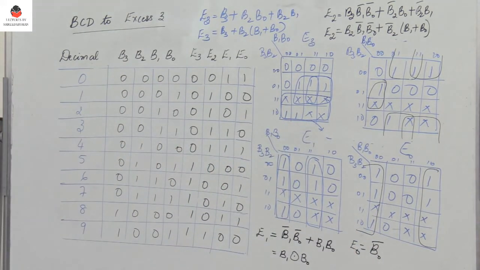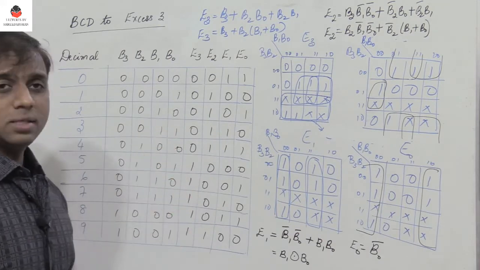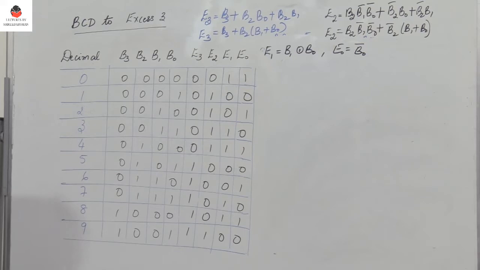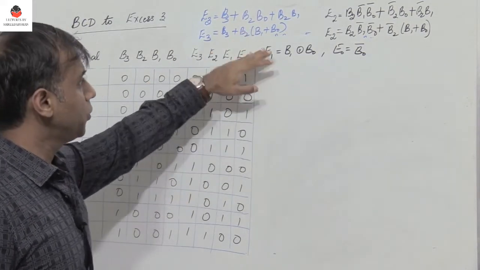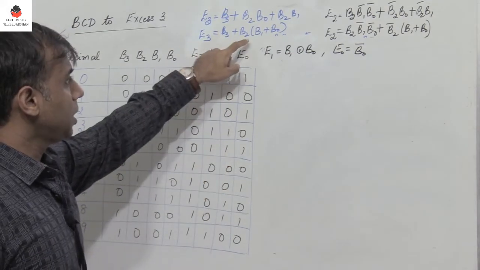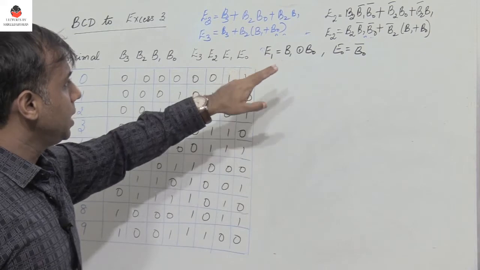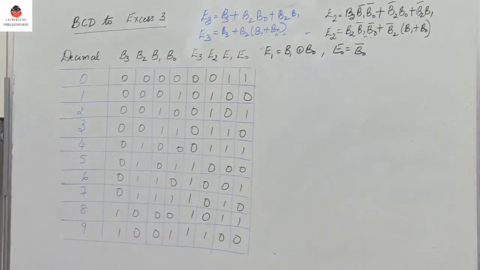So I have the expression for all the 4, E3, E2, E1 and E0. So now let's see how we can implement using gates. Now how do I implement E3, E2, E1 and E0? If I observe the 4 expressions, we have B0, B0 bar, B1, B1 bar, B2, B2 bar. So I need the complement of all of them.